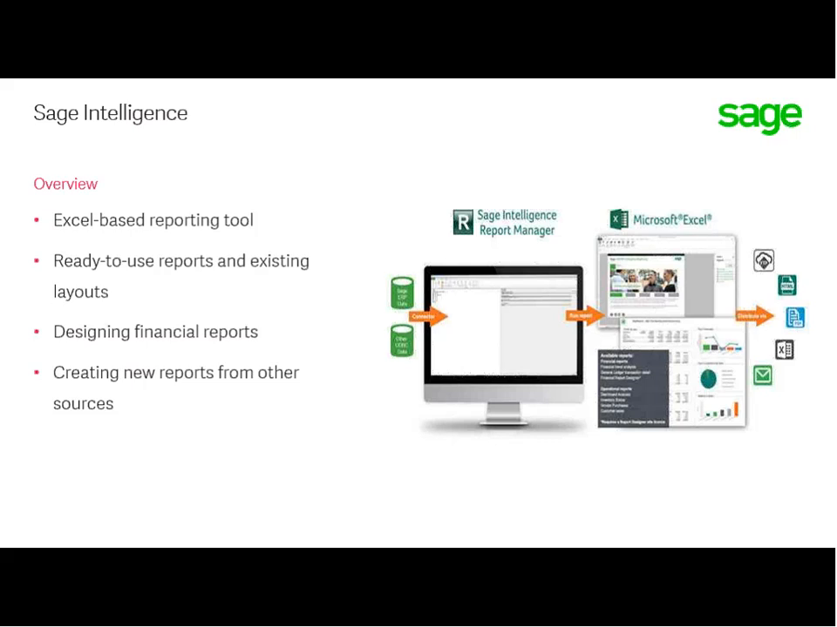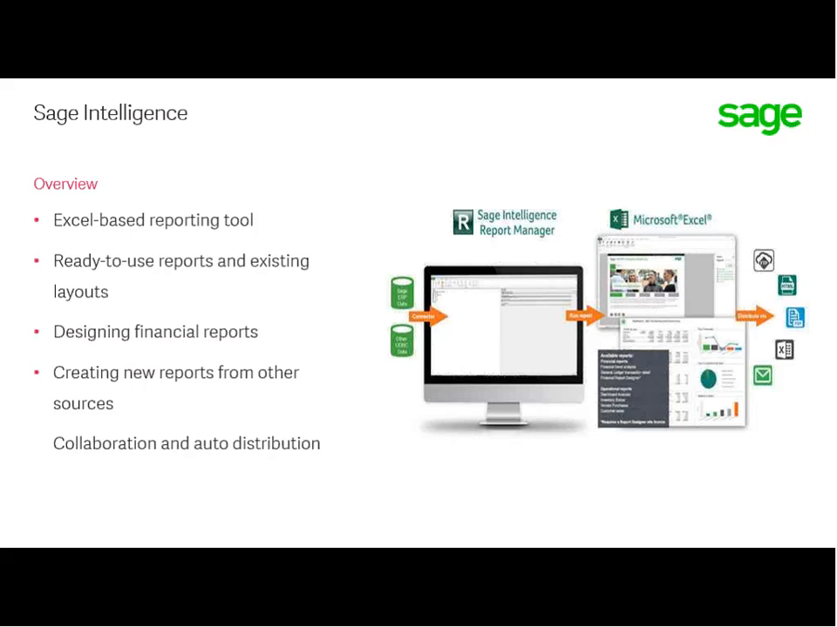Now, I'm going to take that another step further. If you have software that is completely outside of Sage, something completely different, maybe even information in an Excel database, you can make a connection to any of those databases and create reports from them. That truly gives you the powerful business intelligence capability of seeing your data across your business in one report.